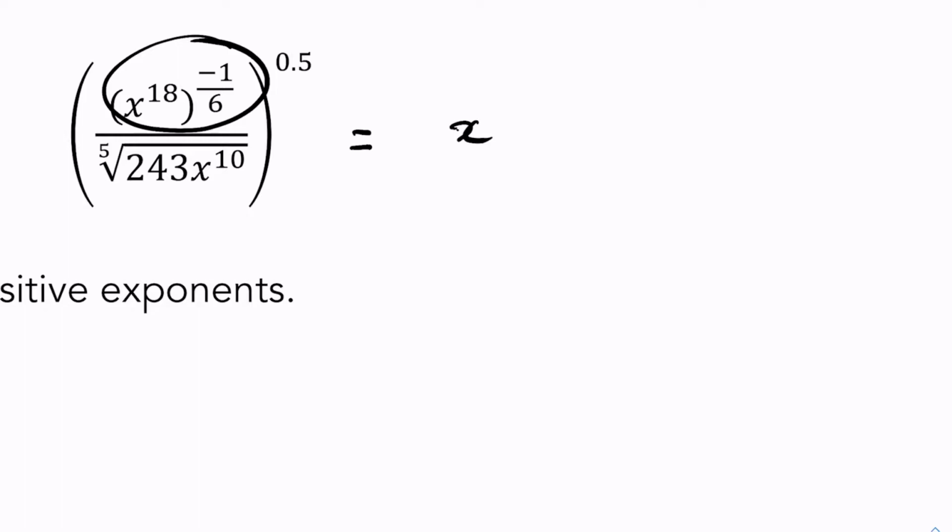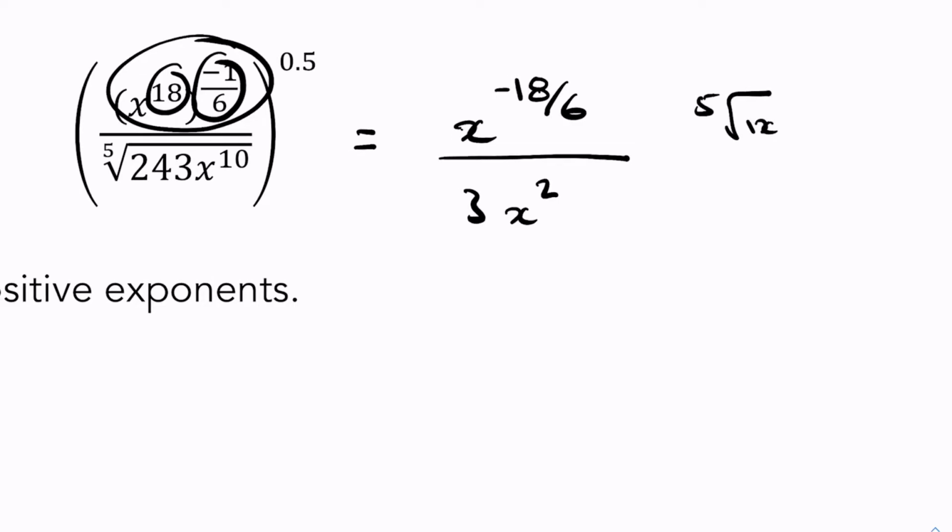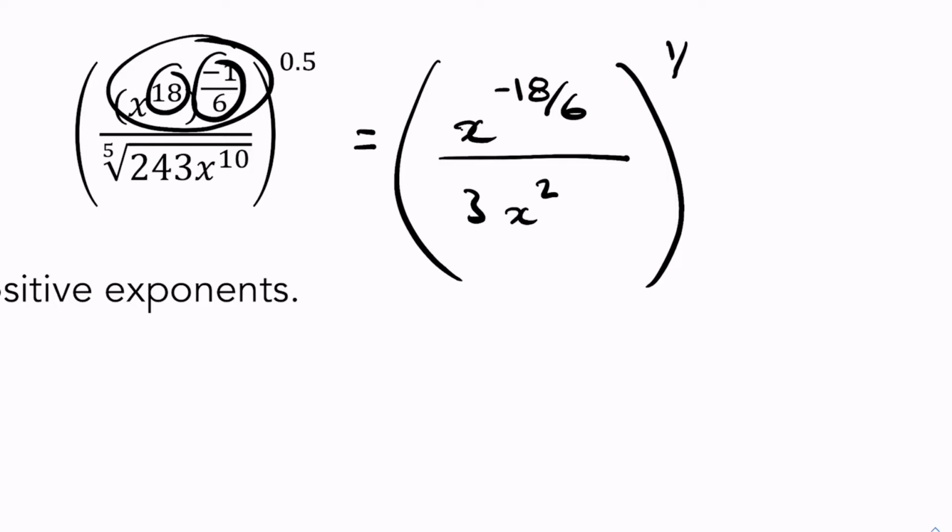So in the first case, x to the 18 times negative 1 over 6 will just be x to the negative 18 over 6. I'm multiplying exponents together, and that's all divided by, I'm going to take the fifth root of 243, which will just give me 3, and the fifth root of x to the 10, which is going to be x squared. Again, if you can't see that, remember that the fifth root of x to the 10 is the same thing as x to the 10 over 5, which is just x squared, okay? So I'm just rewriting that in its simplified form, skipping over the steps that are needed to write that, but please convince yourself if you're not. And of course, this is all raised to the power of 1 over 2. I'm changing the 0.5 to a fraction because I want to work with fractions here.